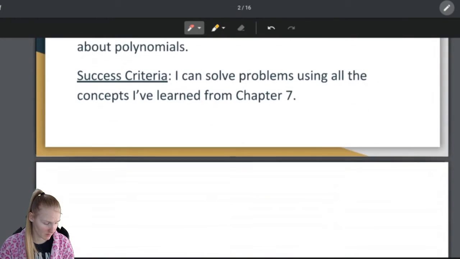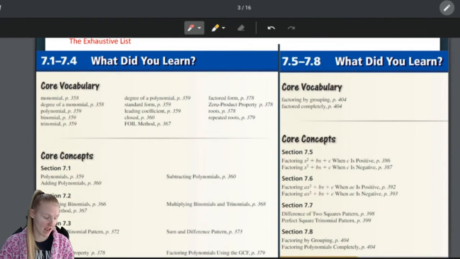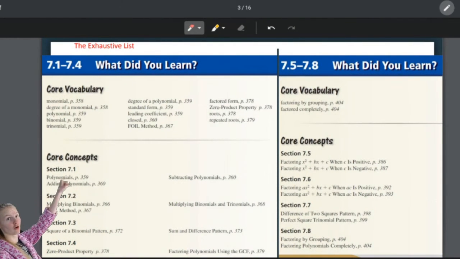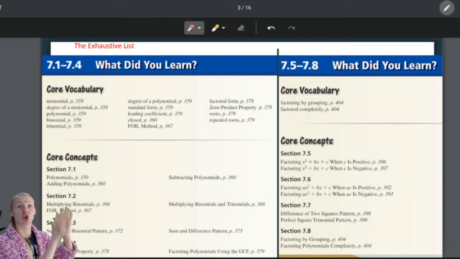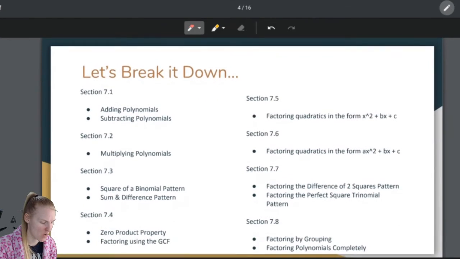How are we going to do that? Well, this is the exhaustive list of absolutely everything that we learned in Chapter 7. All the vocab up top, all of the concepts at the bottom. On this side is the beginning of the chapter, and on that side is the end of the chapter. That side's factoring, this side is adding, subtracting, multiplying. So this is everything. However, I'm aware that all of this at once can be very overwhelming, so I've broken it down for you.